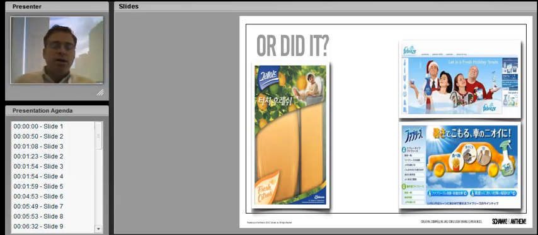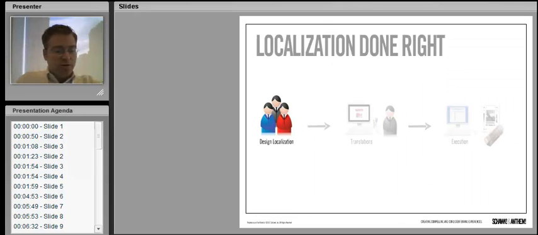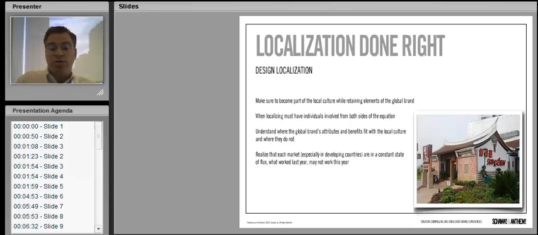So the client here, Procter & Gamble, has figured out not only how to change the look and feel, but also the product attributes to meet their local market. So again, this is a really good example of localization. It really speaks to the Japanese market. And this has been quite successful for them. So now I'm going to go into some positive examples, things where localization has been done right. And we're going to start with design localization and as it relates to the brand.